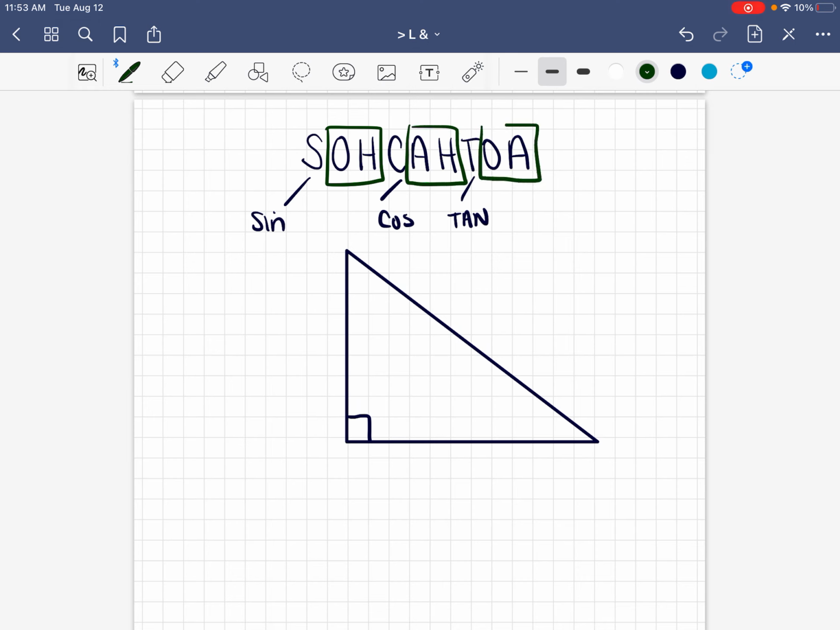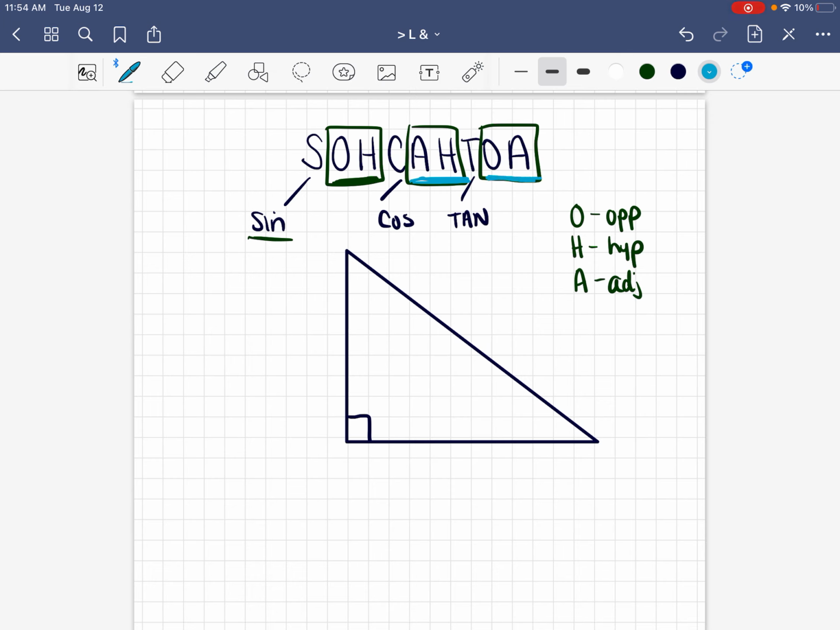What I like about this is that next to each of these, they have the letters of the sides of the triangle that you need in order to use each one of them. So the O, and if you're writing notes, O just stands for the opposite side, the H stands for the hypotenuse, and the A stands for the adjacent side. So if you're going to use sine, you need to have the opposite and the hypotenuse. If you're going to use cosine, you need the adjacent side and the hypotenuse. If you're going to use tangent, you need the opposite side and the adjacent side.